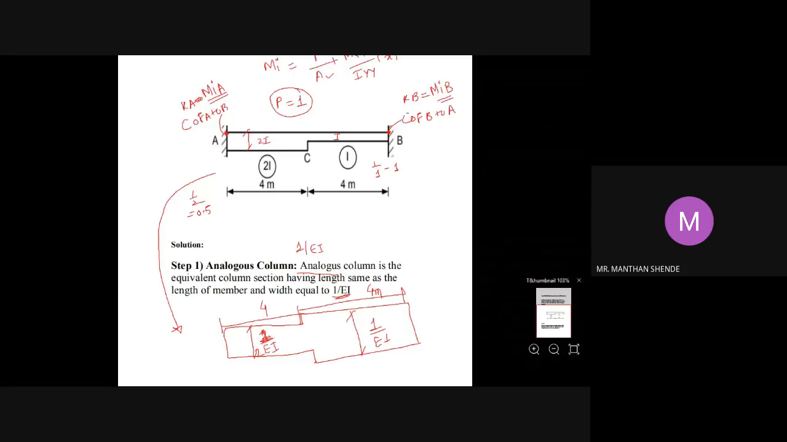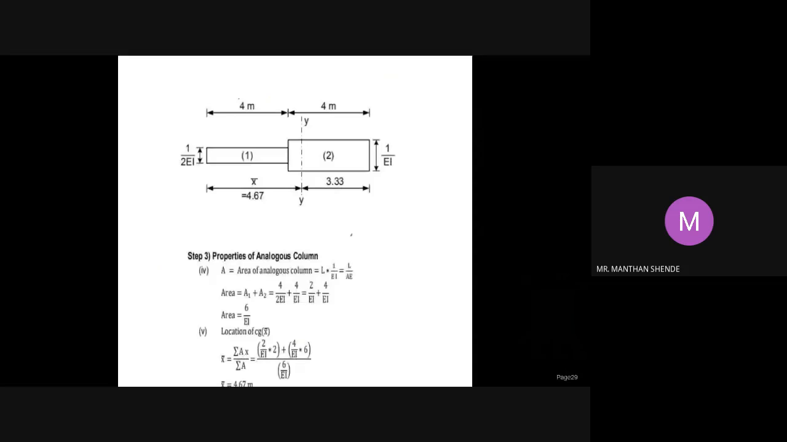After plotting the analogous column section, what do you have to find out? You have to note down the properties of the analogous column section. We have divided it into two parts, so you will get two rectangles. Whatever section you get is a composite section, so we divide it into two parts. This is your first rectangle section and this is your second rectangle section. This width is 1 by twice EI and this width is 1 by EI. So according to the widths we plot this analogous column section.